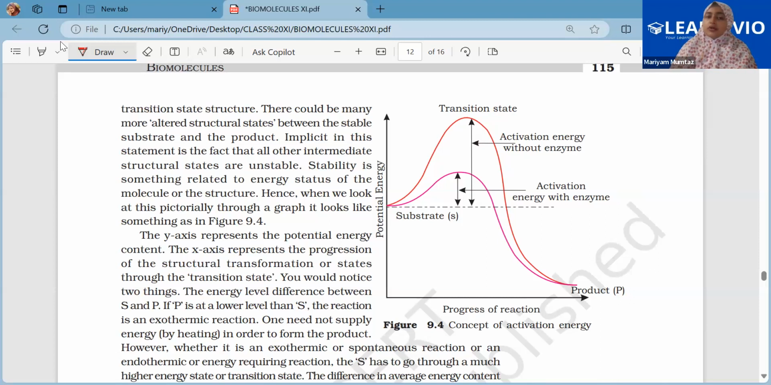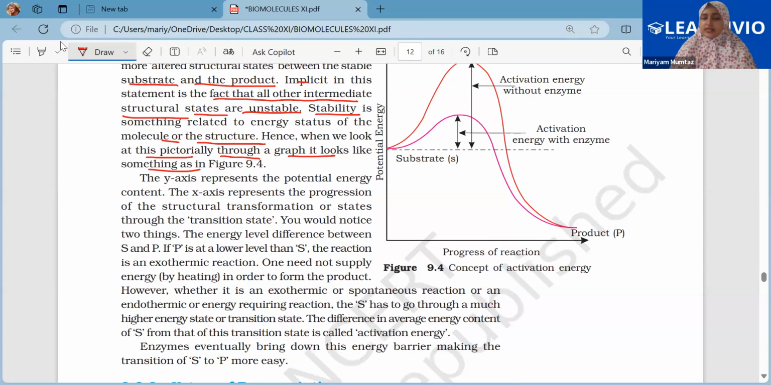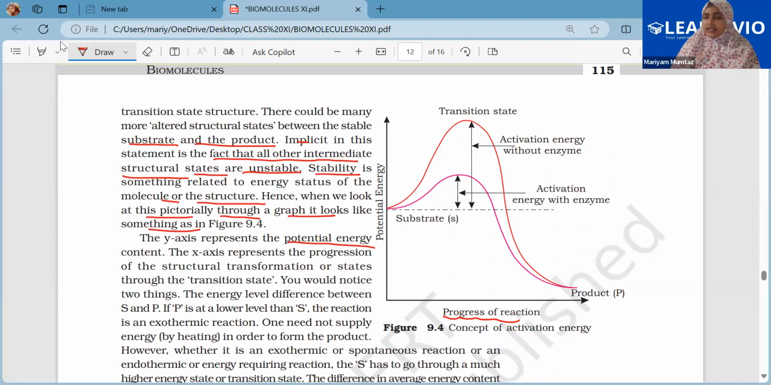Now, there could be many more altered structural states between the stable state and the product. Implicit in this statement is the fact that all other intermediate structural states are unstable. Stability is something related to the energy status of the molecule or the structure. Hence, when we look at this pictorially through a graph, it looks something like this. It is a hyperbola. The y-axis represents the potential energy, and the x-axis gives us the progress of reaction.